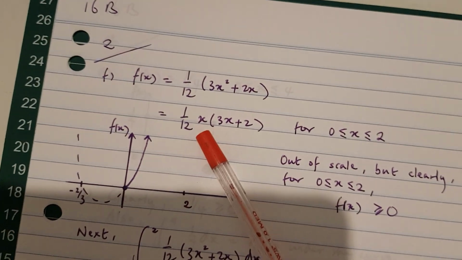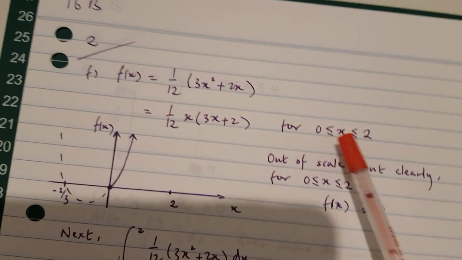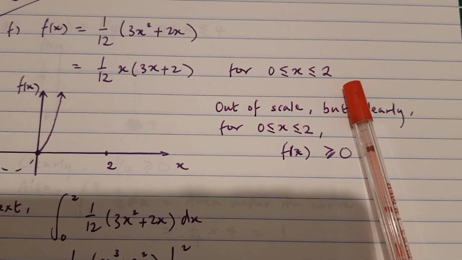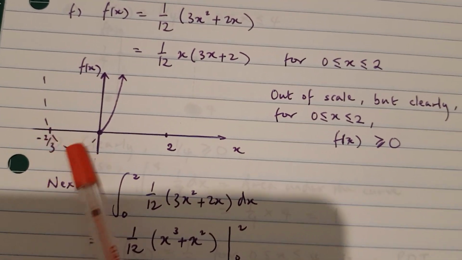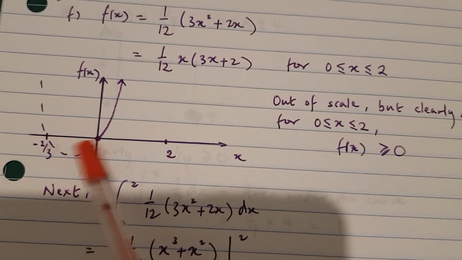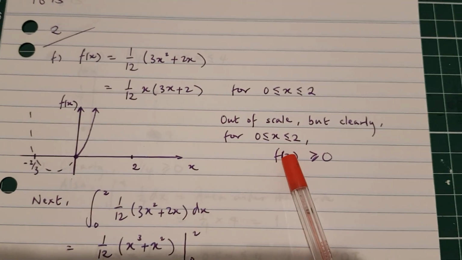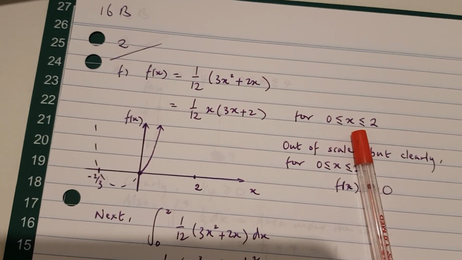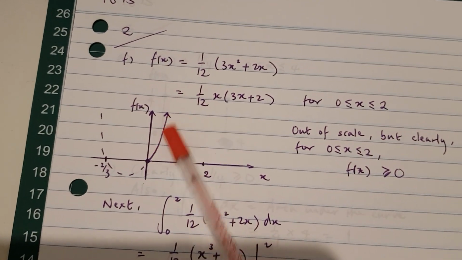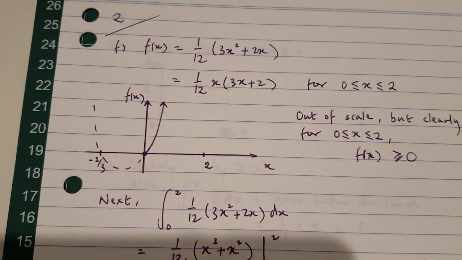So the x-intercepts are 0 and -3 on 2, but the domain only goes from 0 to 2. Now notice this is out of scale, because that's 2/3 and that's 2, so it looks the same, but that's why I mentioned it as out of scale. But clearly we can see that within the given domain, the function itself is positive, or at least non-negative.